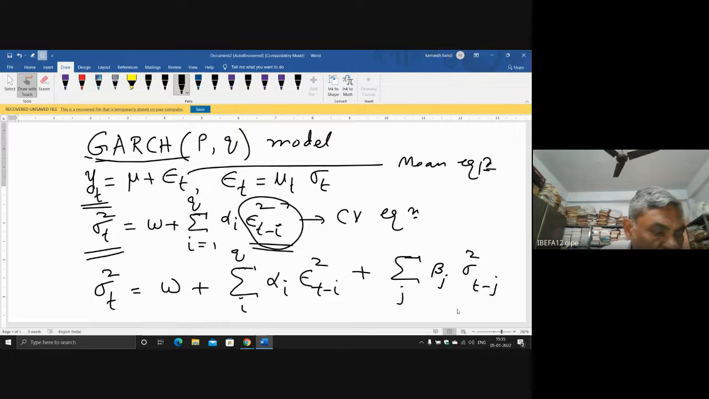Okay, t minus j, and j equals 1 up to p. Is this clear?